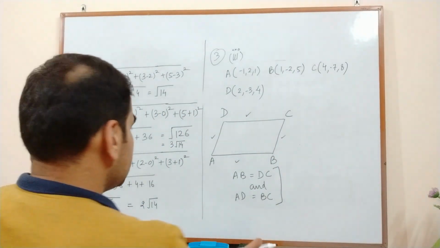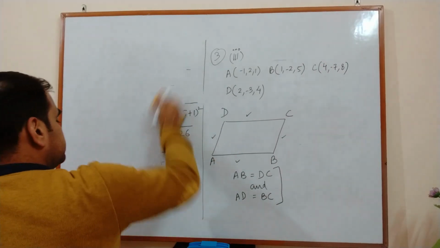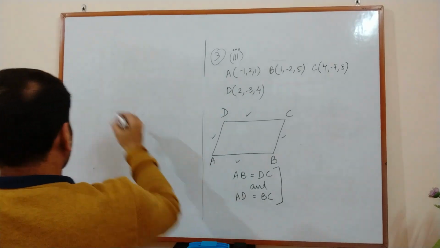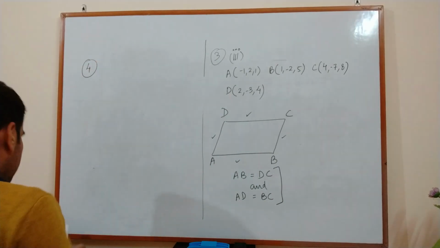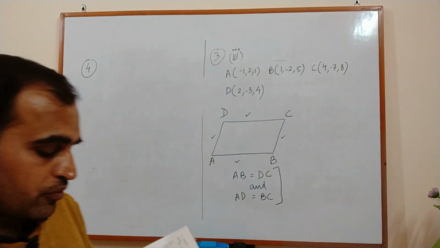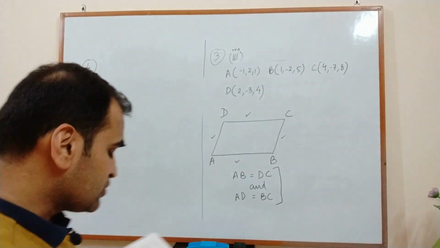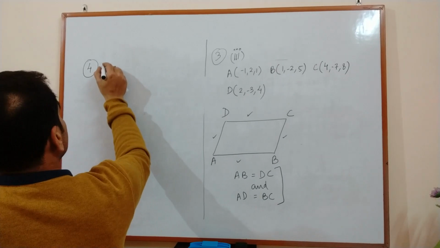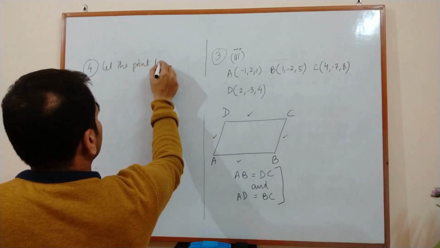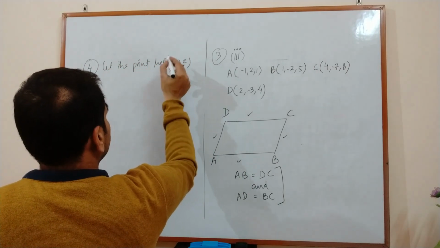Okay, so this is for the parallelogram. Next we have question number 4. In question number 4, find the equation of the set of points which are equidistant from the points. Let the point be x, y, z, and let this be point P.